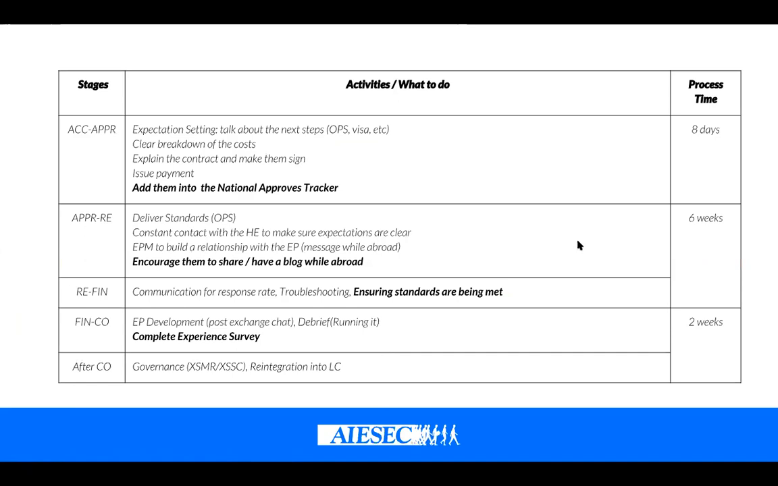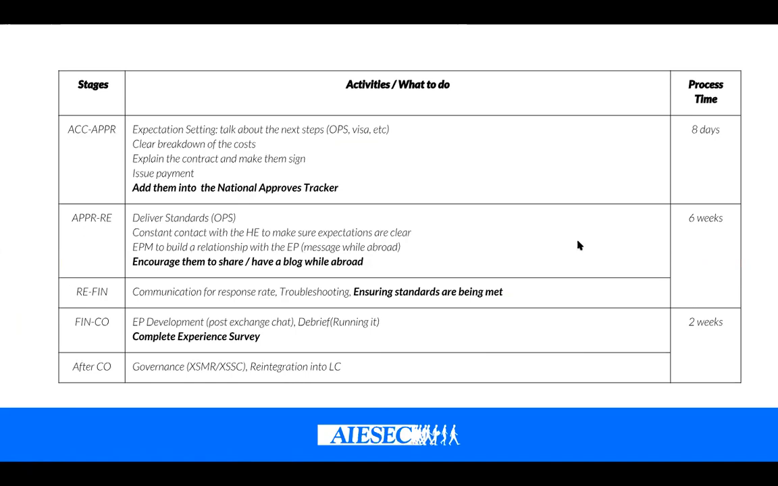So here we have 8 days to do this, and to move on to the next step, once they have signed the contract and made a purchase, we add them to our national approval tracker, which we track all these details for them.